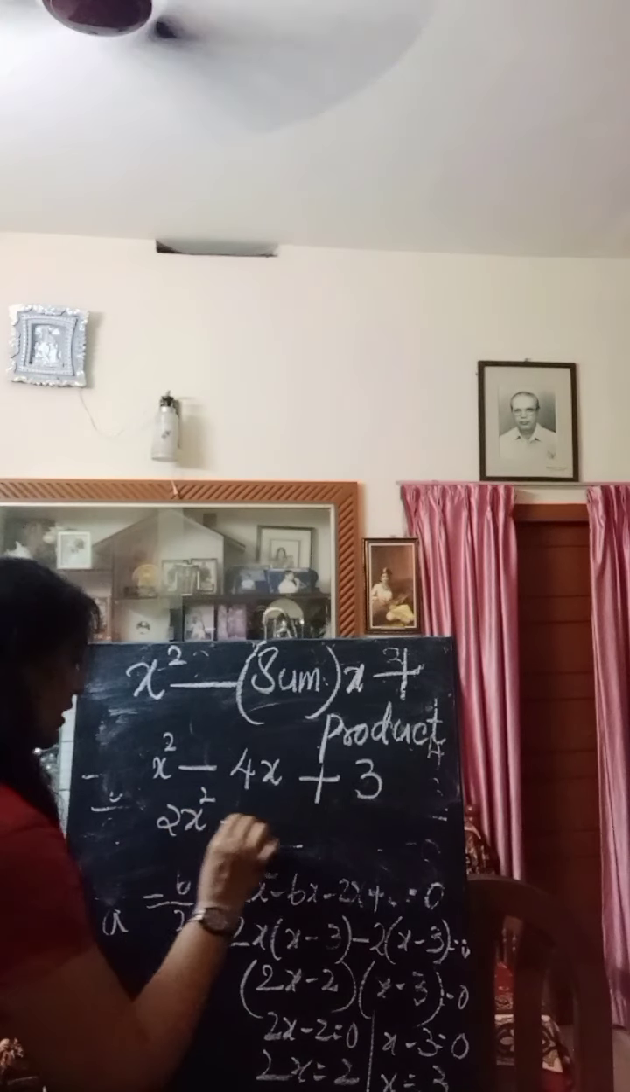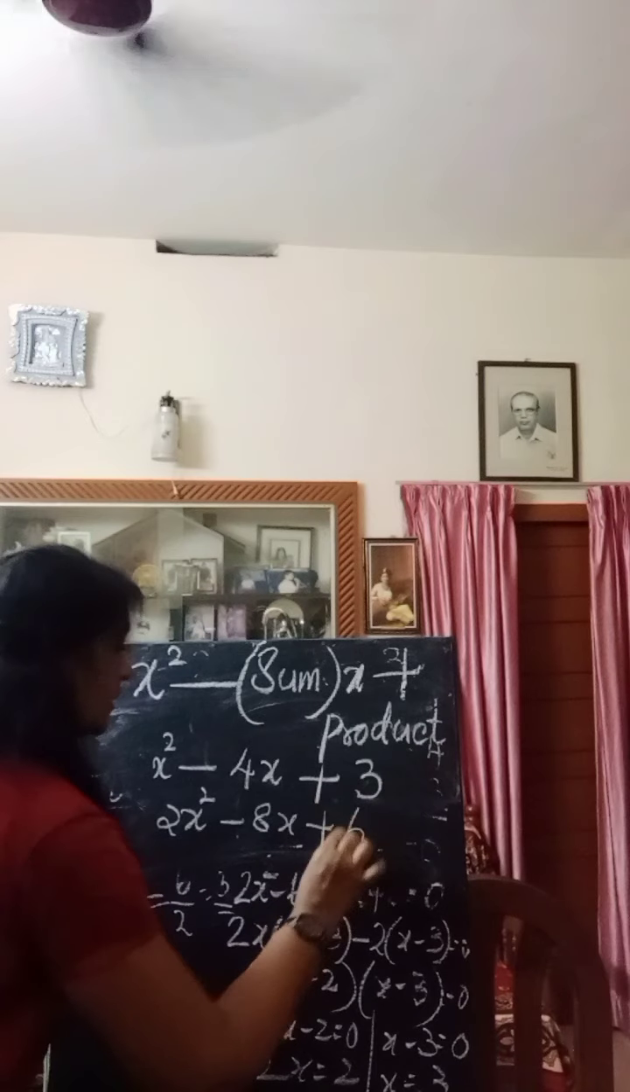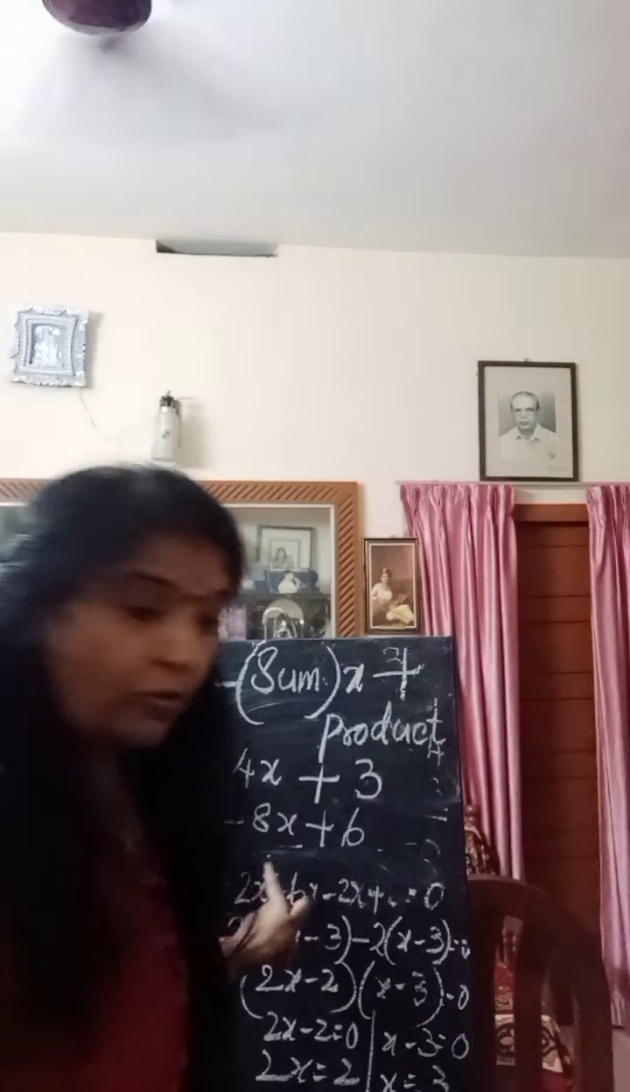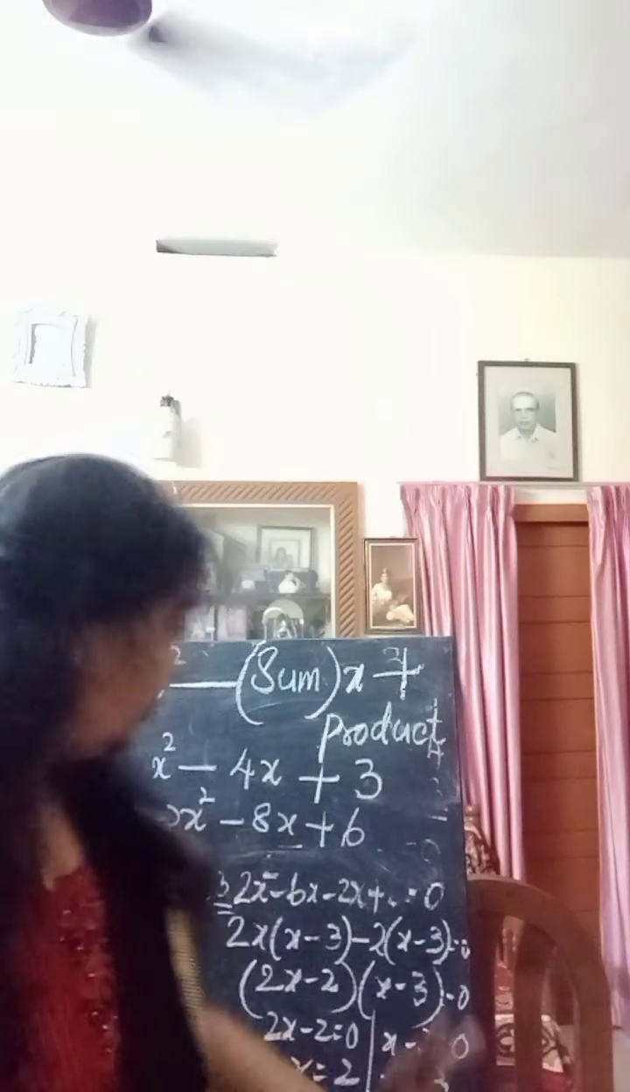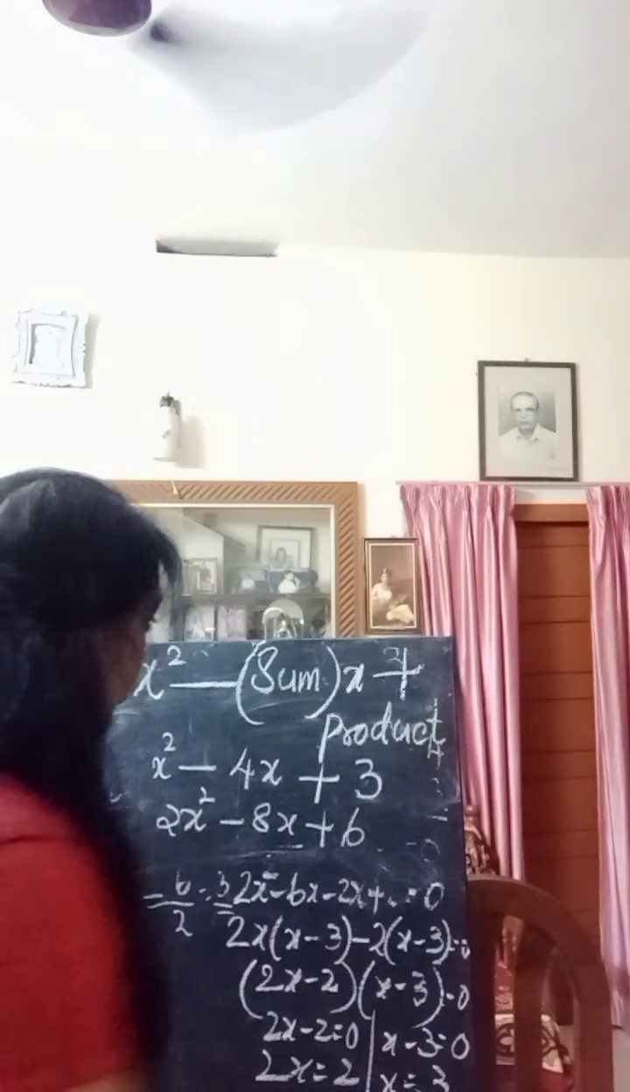And what was our equation? Our equation I wrote 2x square minus 8x plus 6. And both are the same. So you divide 2x square minus 8x plus 6 throughout by 2. What you are getting? x square minus 4x plus 3 is equal to the quadratic polynomial p of x. So this is the formula for forming a quadratic equation. How to form a quadratic equation? Its formula is x square minus sum into x plus product, and these two concepts.